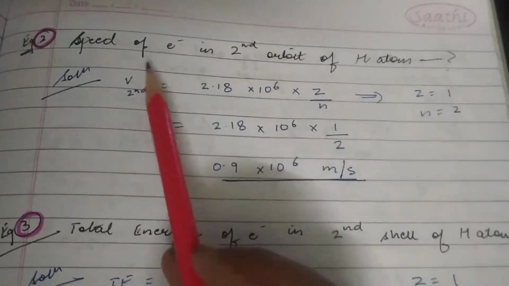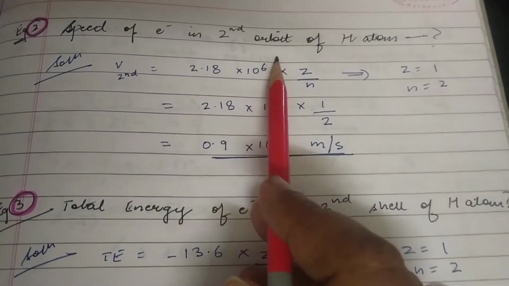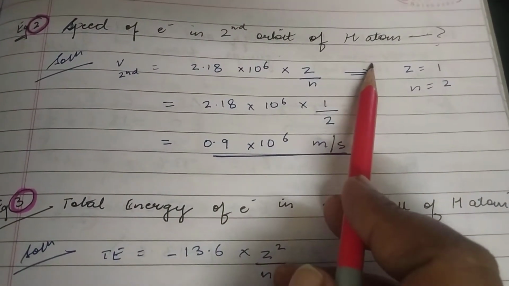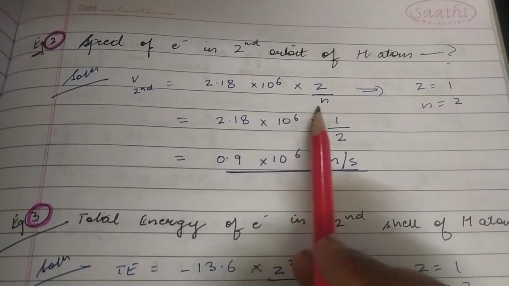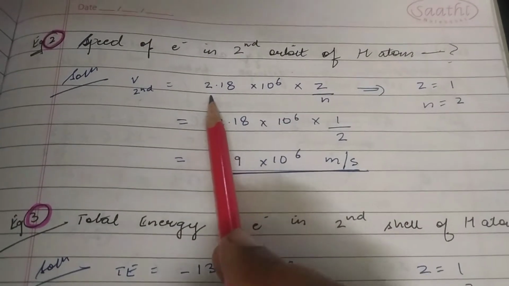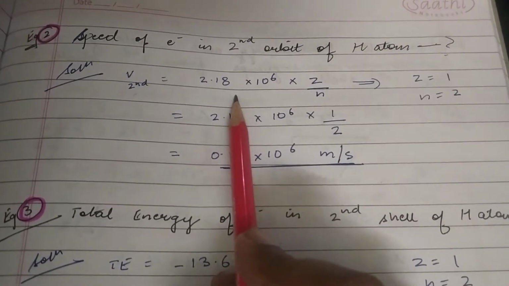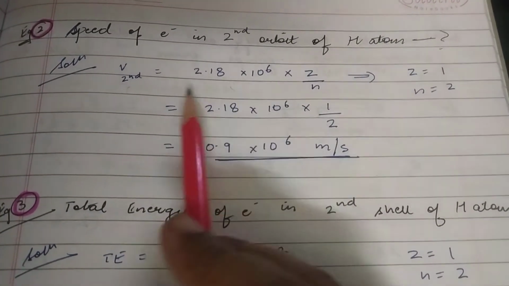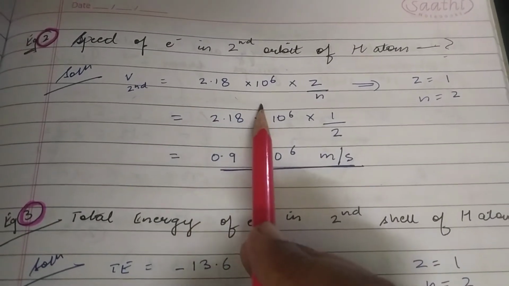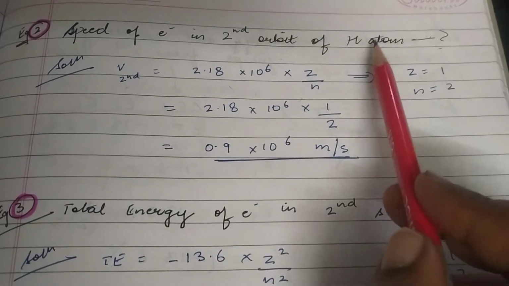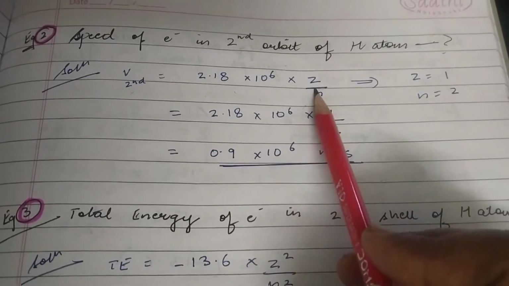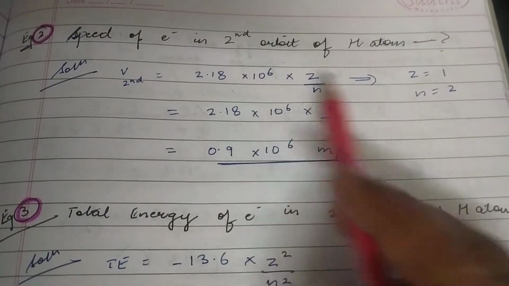Then similarly, how will you calculate the speed of the electron in the second orbit or the second shell of the hydrogen atom? Very simple. V in the second shell would be, you know, the expression for velocity. That is why I am telling you that these formulae are important and you should learn them up. It is 2.18 into 10 to the power 6 into Z upon n, where Z is the atomic number and for hydrogen it is 1. N is the shell number and it is given as 2 in the question.